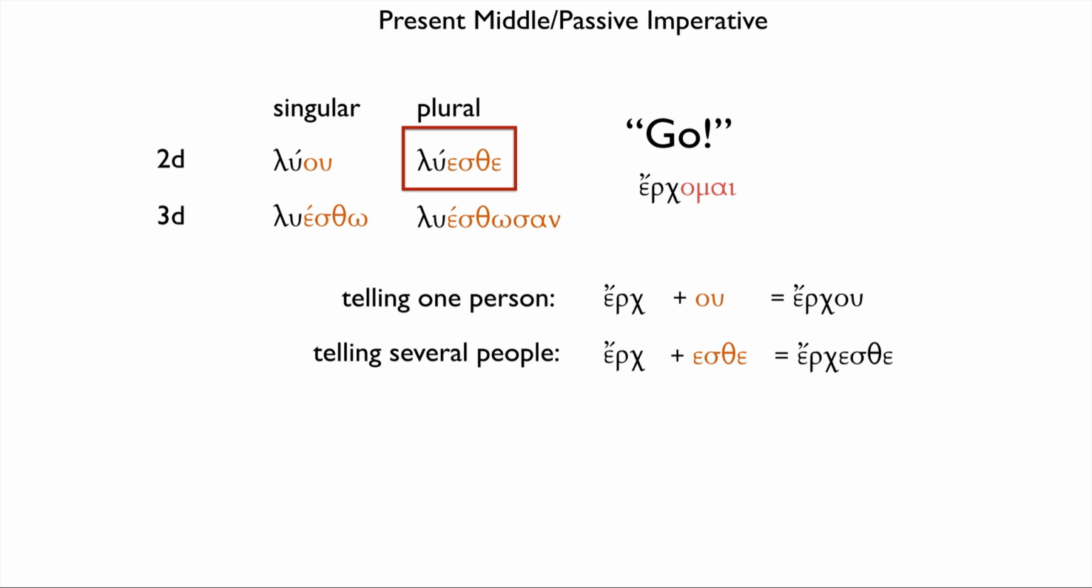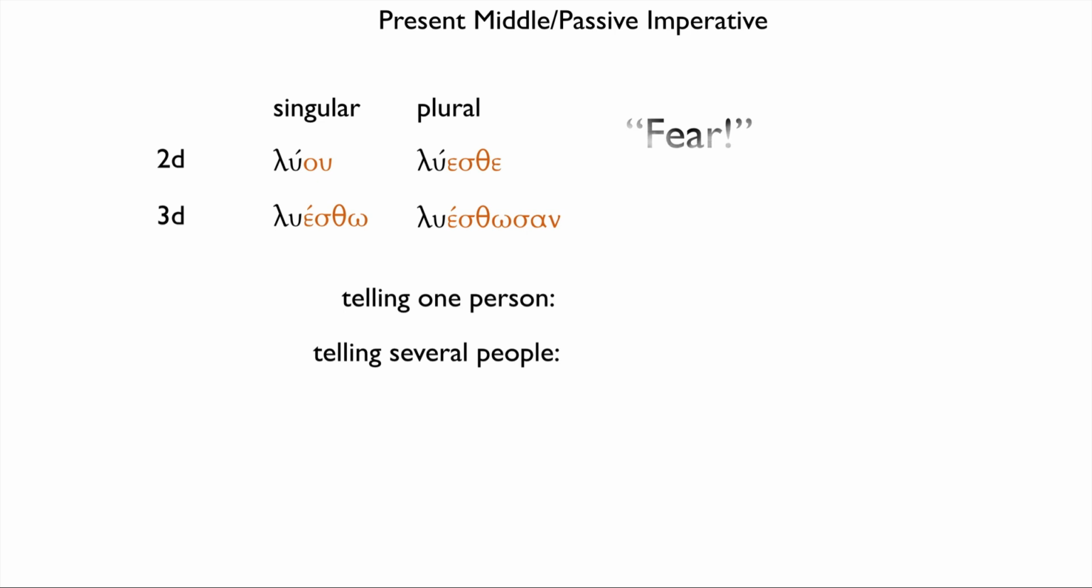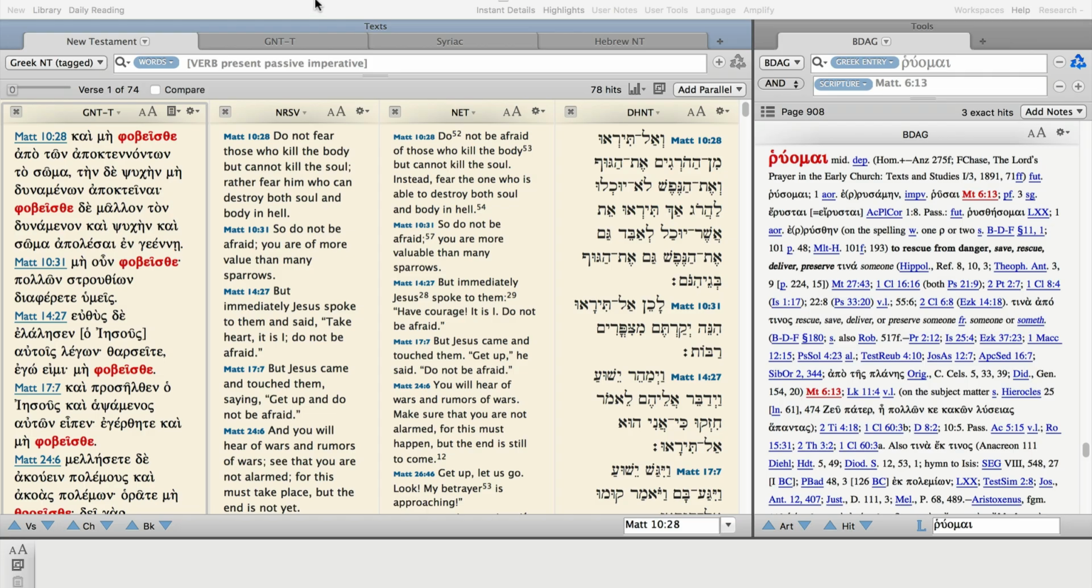One of the most common imperatives in the New Testament is don't fear. So we take our verb phobeomai, which is deponent. It's also a contract verb. Our stem is phobe, our ending is ou, and we get phobou. If we wanted to tell multiple people, phobe plus esthe gives us phobesthe.